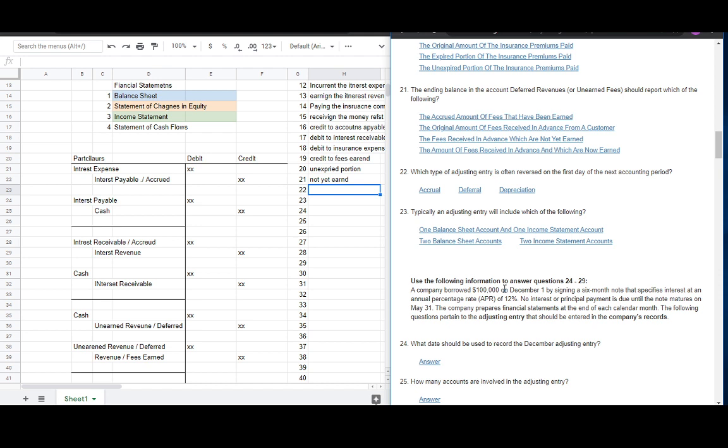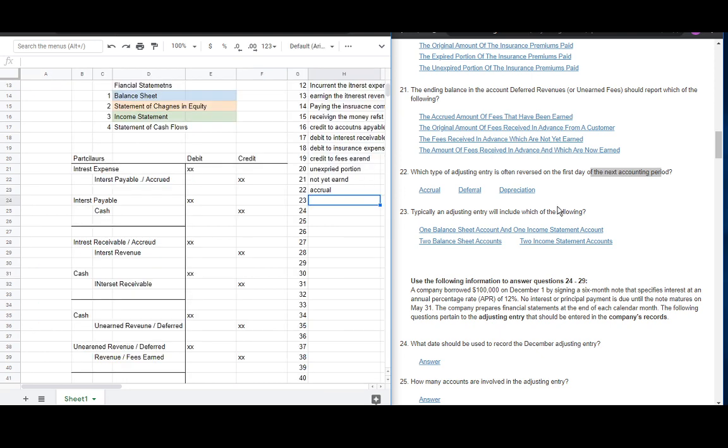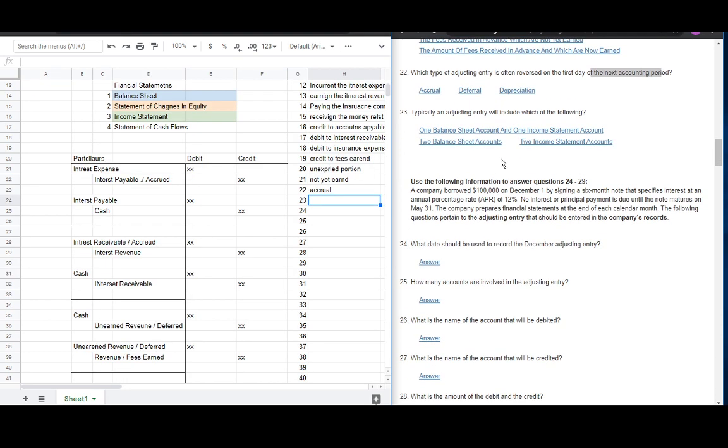Number 22, which type of adjusting entry is often reversed in the first day of the next accounting period? This is an accrual. And the last step of the accounting cycle is a reversing entry. And it only applies to accrual and accrual only. Yan, number 23. Let's go back.